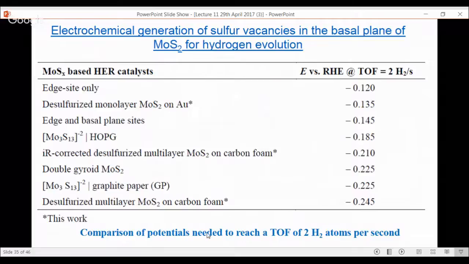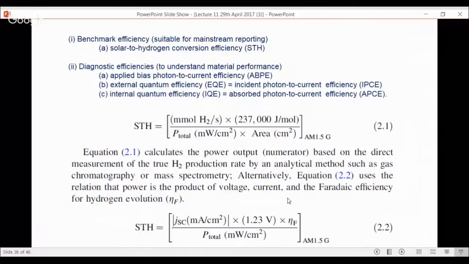This is a comparison of potentials needed to reach the turnover frequency of 2 hydrogen atoms per second. Anyway, we will not go into all of them. This is what we have already seen, and here I have shown how to calculate them. Those of you who want to look at it can do so and ask questions later on.